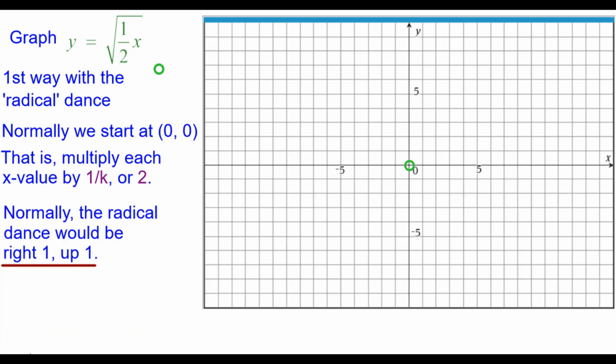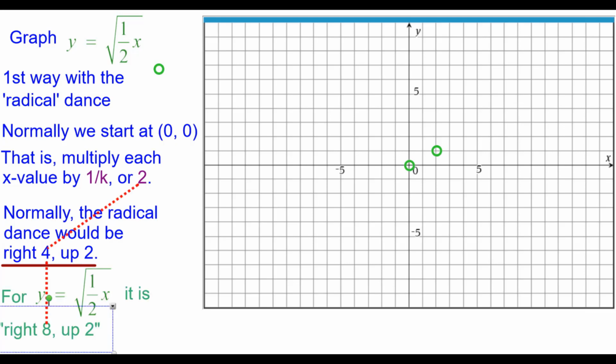Normally the radical dance is right 1 up 1, but for this one it's going to be right 2 up 1, because 2 times the x coordinate 1 is 2, and the y coordinate is unchanged here. So plot 2, 1. Normally the radical dance would be right 4 up 2, but then for this function it's going to be right 8 up 2, because 2 times 4 is 8. And the y coordinate stays the same, so right 8 up 2.